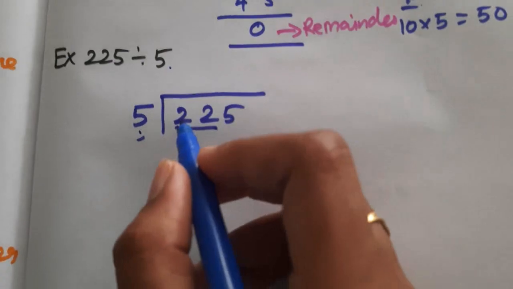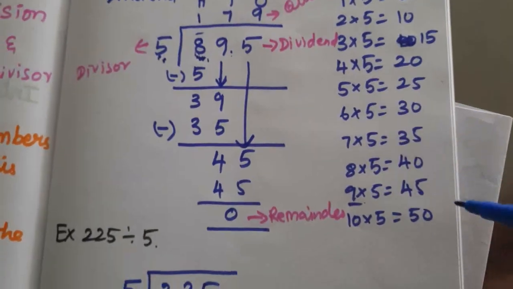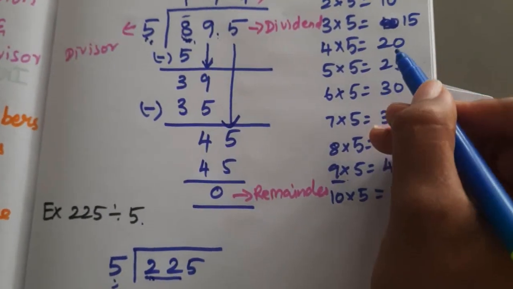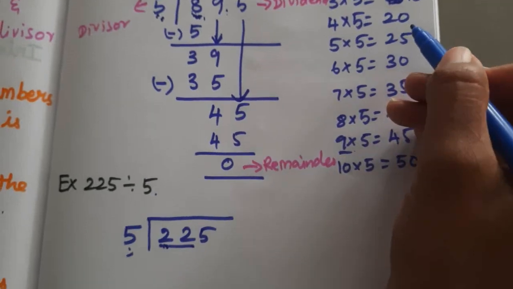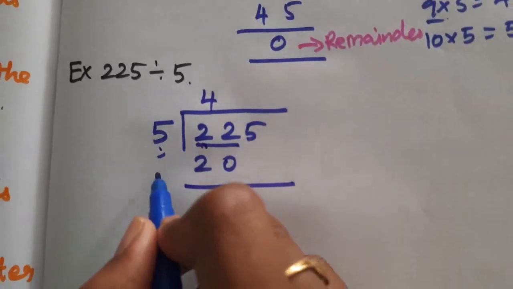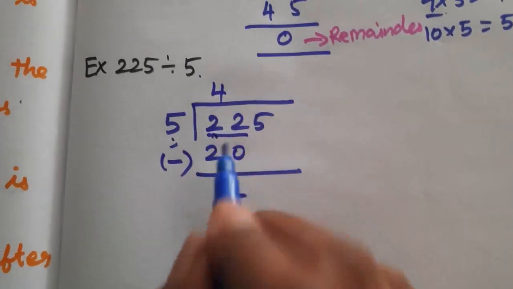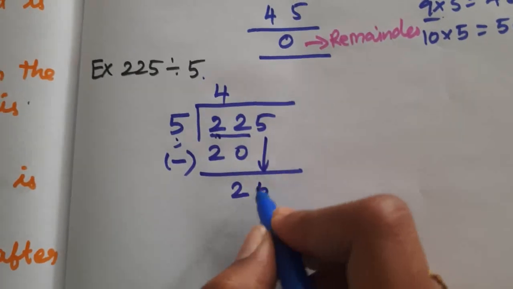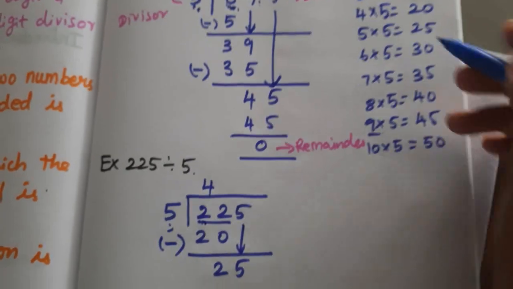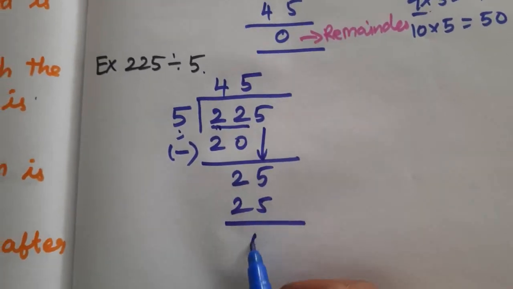Is 22 in that 5 table? No. Nearest to 22 is 4 times. 4 5s are 20. So you have to take it as 4, 20. What process? It's subtraction. 2 minus 0 is 2, so next you have to bring down the 5. So 25. 25, how many times? 5 times. So the 5, 25. So the remainder is 0.